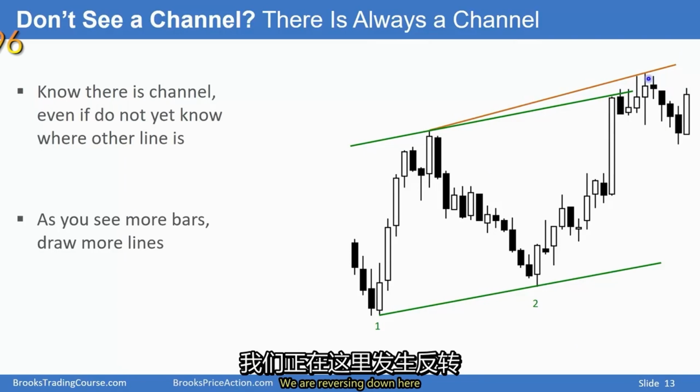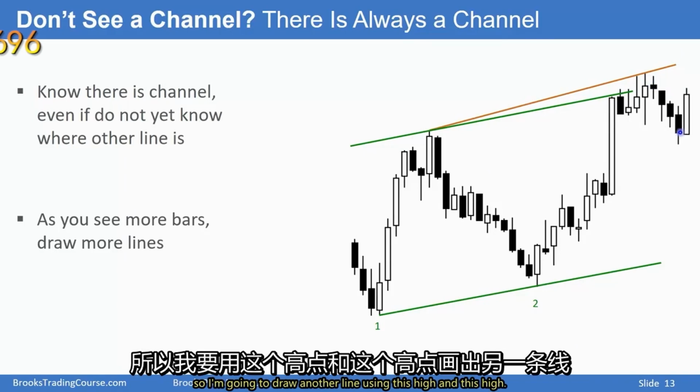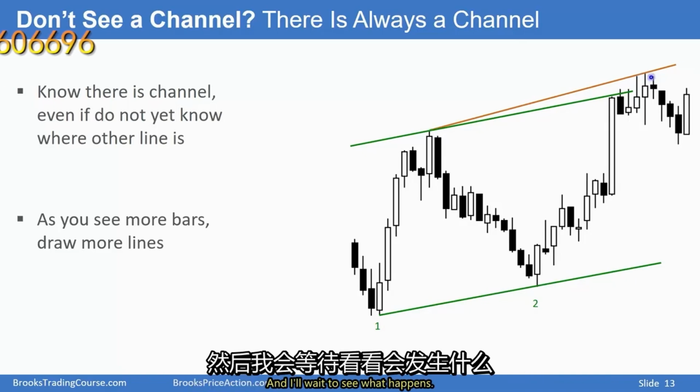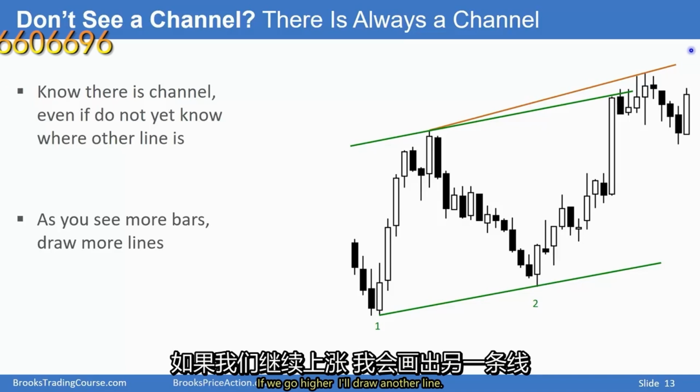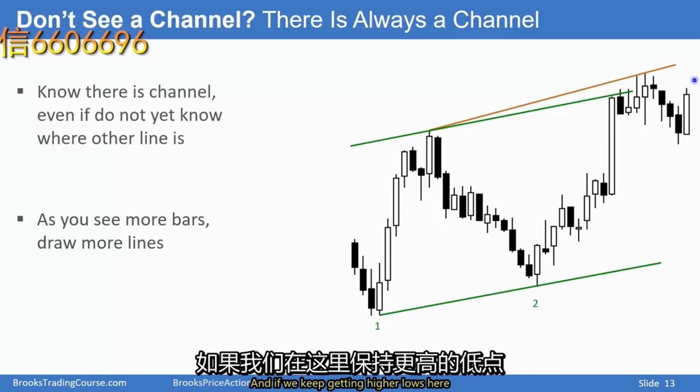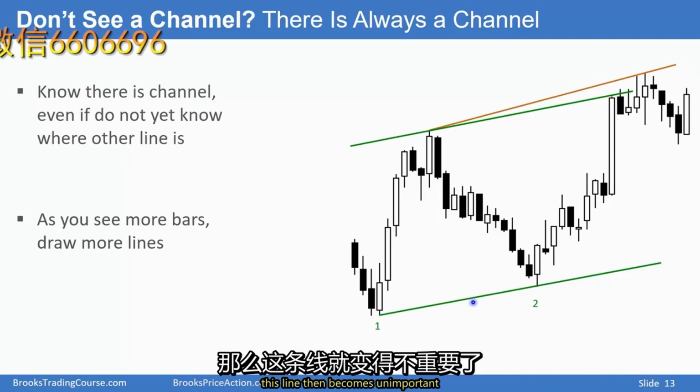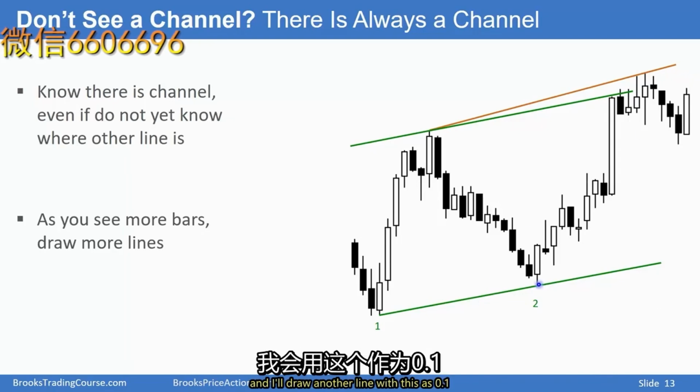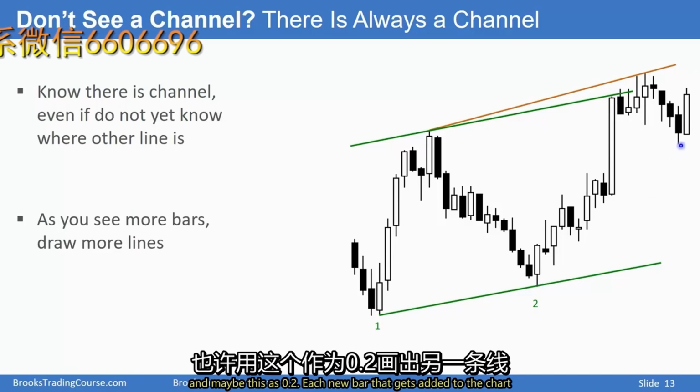We are reversing down here. So I'm going to draw another line using this high and this high. And I'll wait to see what happens. If we go higher, I'll draw another line. And if we keep getting higher lows here, this line then becomes unimportant, and I'll draw another line with this as point 1 and maybe this as point 2.